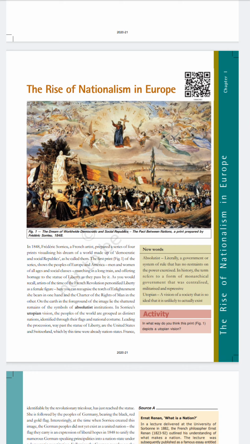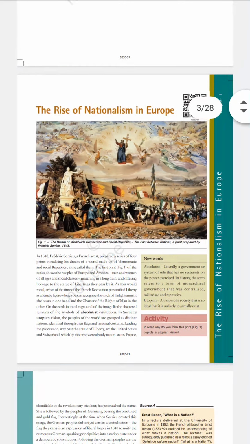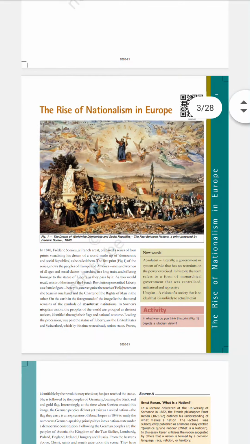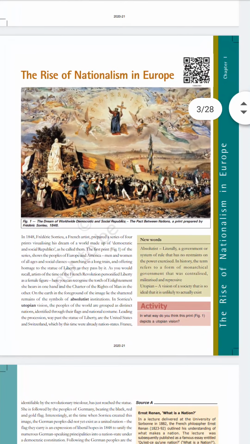We already studied last year, in your 9th class, that French artists used female figures to personify liberty and other revolutionary ideas, to spread the ideas of freedom and liberty. Such ideas were symbolized with female figures. Here also the Statue of Liberty is a female figure. It is in America, in New York.